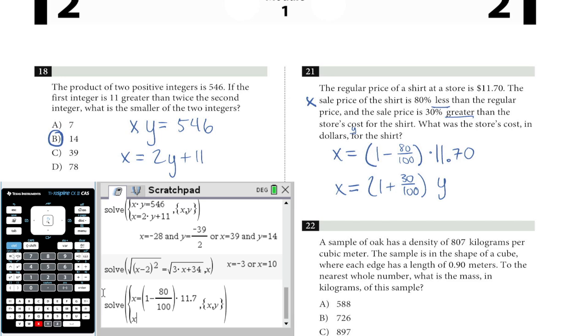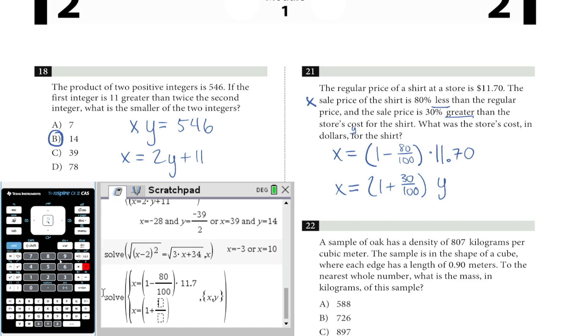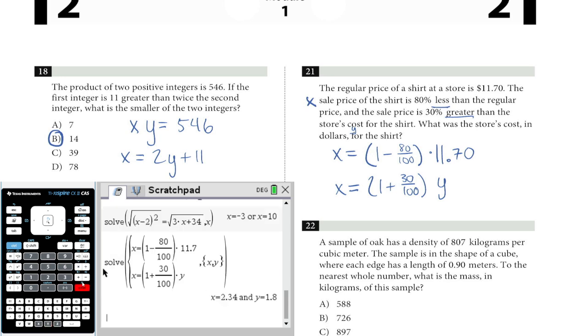X equals parentheses 1 plus, control divide, 30 over 100, close parentheses, times Y. Again, I actually didn't have to put the times sign here, but I'm doing it anyway, just in case. And here they want the cost, so they want Y. So now we found Y is 1.8. If they wanted the sale price, we have it there as well.